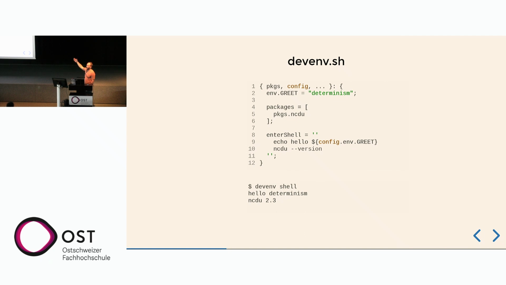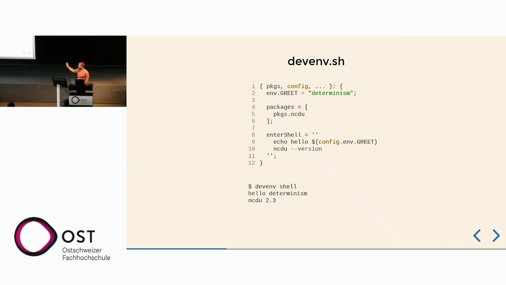So we can refer to the config that we're defining, as you can see there in the enter shell. And then we have a bunch of options. At the top we have environment variables, where we define greet environment variables. Then we have packages. These are the packages that will be provided in the developer environment. And enter shell, this is bash code that will be executed once you enter this environment, and it's going to print hello and then display the version of this program.